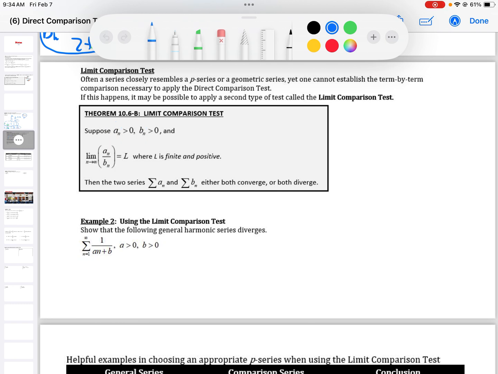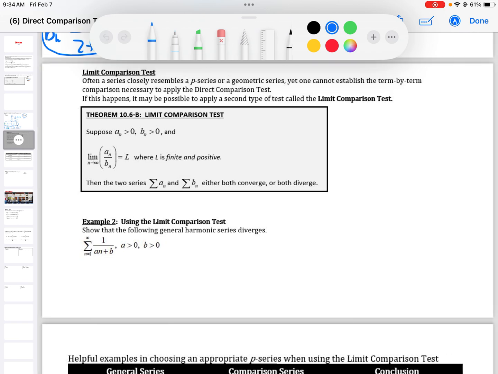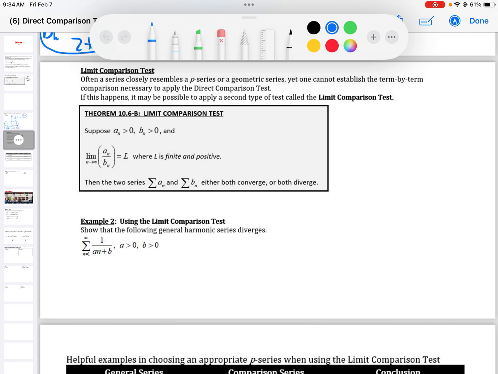This first one is something I used a minute ago in that first example. It's saying show that the general harmonic series diverges. So we know this is the harmonic series. It's a p-series with p equals 1. It diverges, period. What this is saying is anything in that form, 1 over a positive number in front of n plus a positive number, will always diverge. So we're going to use the limit comparison test with this 1 over n.